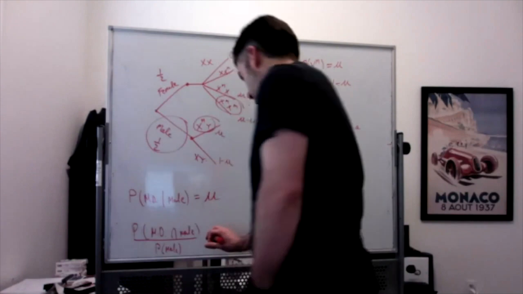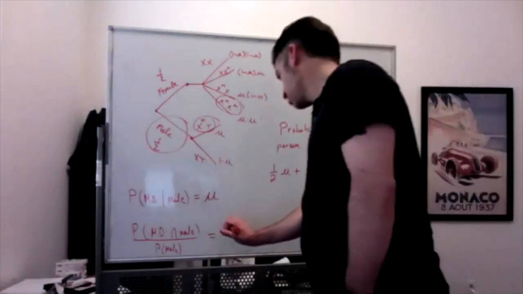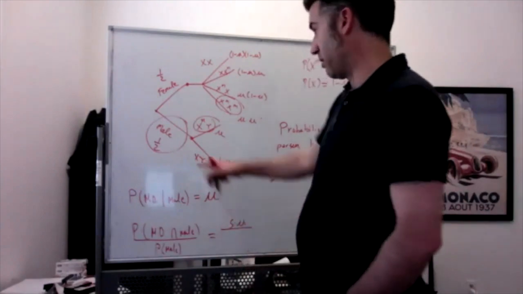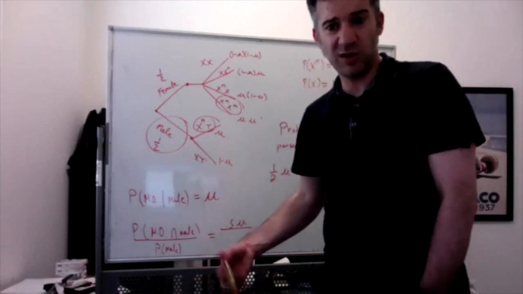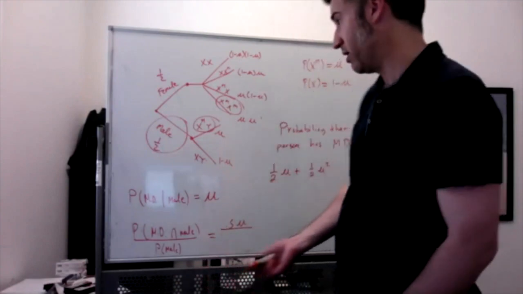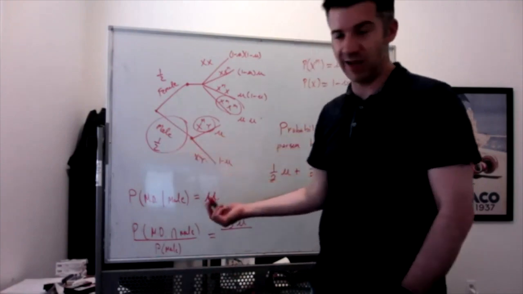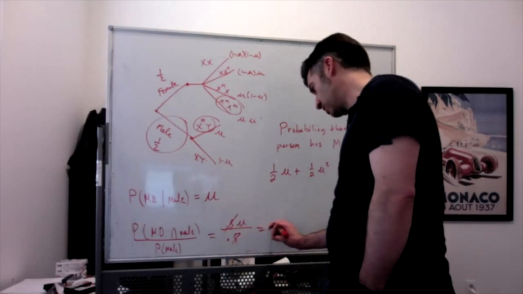So the probability of muscular dystrophy and being male is going to be 0.5 times mu. And the probability of being male is going to be 1/2. You can also use the law of total probability, but you don't have to. You can say the probability of being male is 1/2 times this plus 1/2 times this, but that's exactly 1/2. But those cancel, and you just get mu.